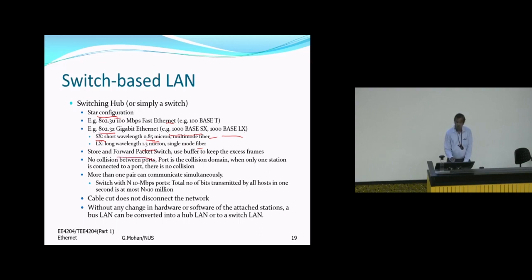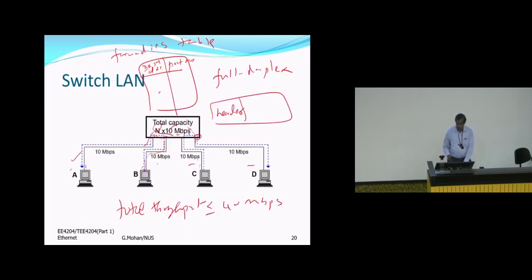As I said, it uses store and forward. That means it has to be stored, then forwarded. And you can see that there's no collision between ports. A cannot collide with B, B cannot collide with C. But if you have a switch, and if you connect a hub, or let's say bus-based LAN to a port, then within this hub or bus, there can be collision. But a packet or frame from A cannot collide with B or C, because inside there are buffers, one by one they are released. So we say that the collision, if at all, happens only within the port.